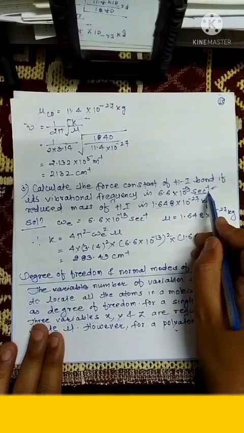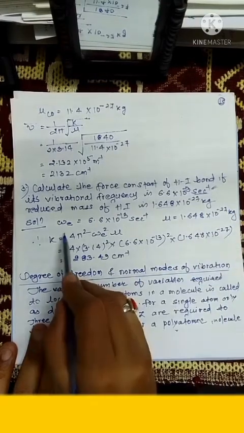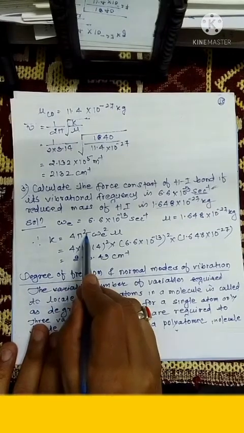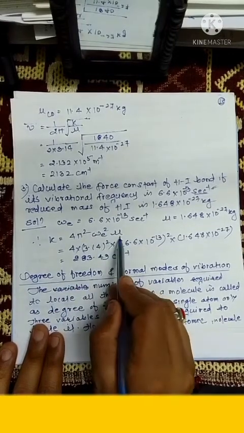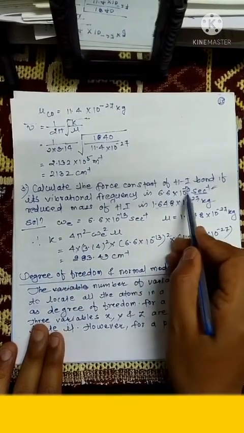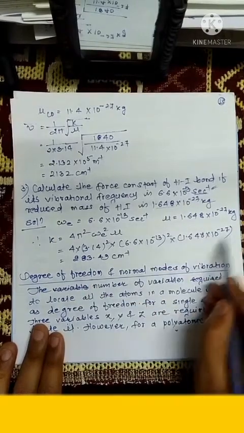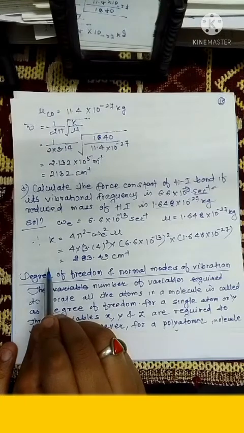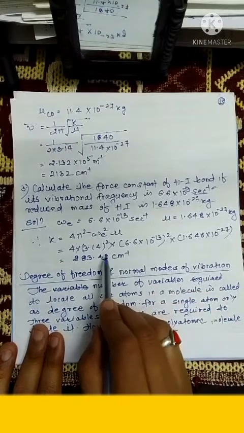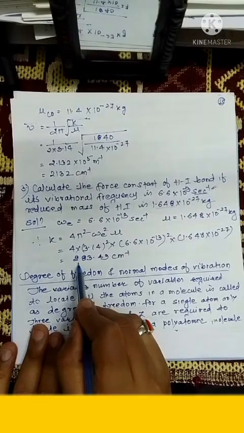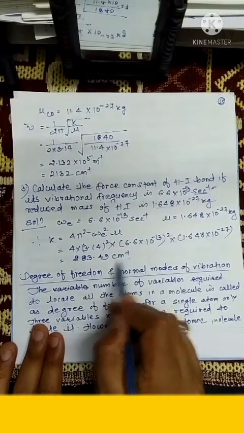Since vibrational frequency is given in second inverse, we choose this formula, that is k is equal to 4 pi square omega e square mu. So omega e value is given, that is 6.6 into 10 raised to the power minus 3. By putting all the values, force constant k comes as 283.49 centimeter inverse.